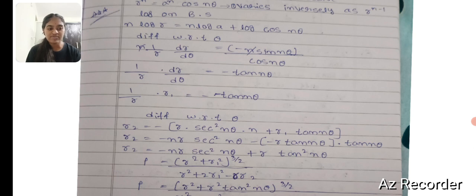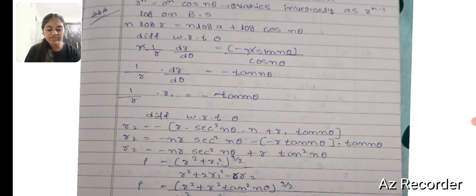r1 is equal to minus tan n theta, where we want to apply the UV rule. Next step, differentiate with respect to theta, where r double differentiation, r2 is equal to minus cosecant square n theta into n plus r1 tan theta. And rho, we know that rho is equal to (r square plus r1 square) whole to the power 3 by 2 divided by (r square plus 2 r1 square minus r into r2). This is the radius of curvature formula.